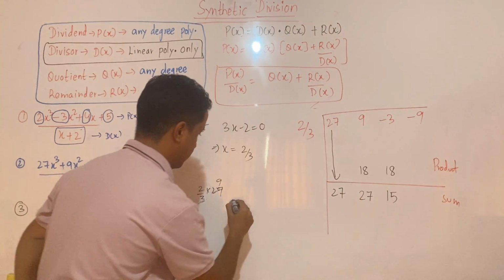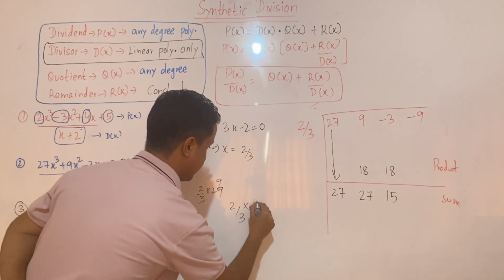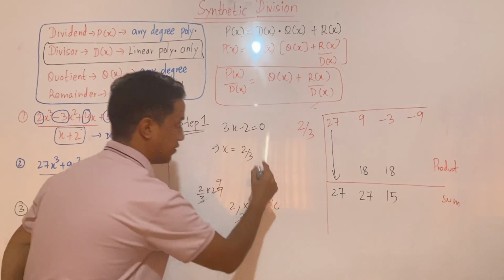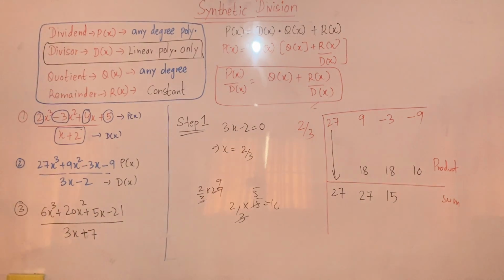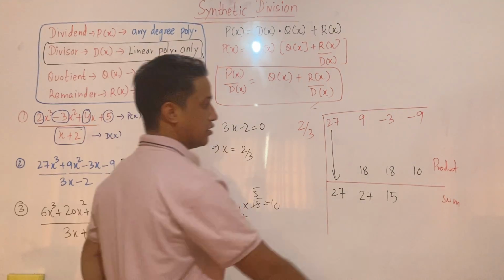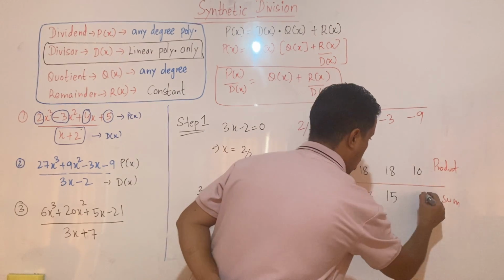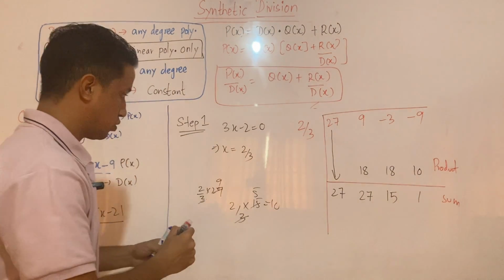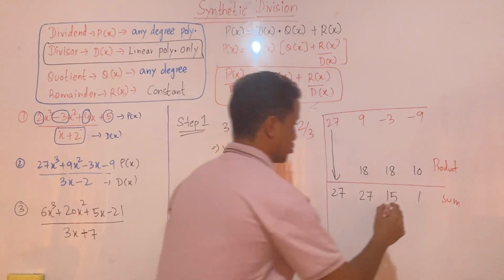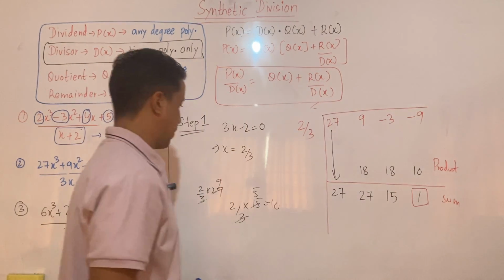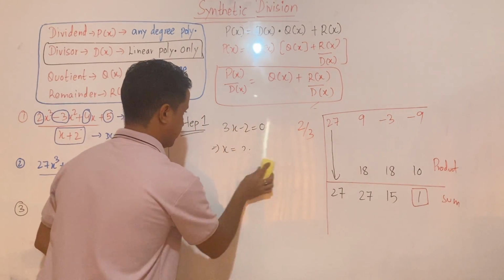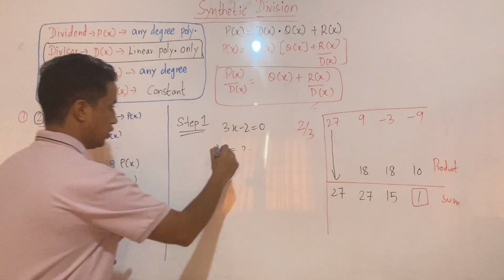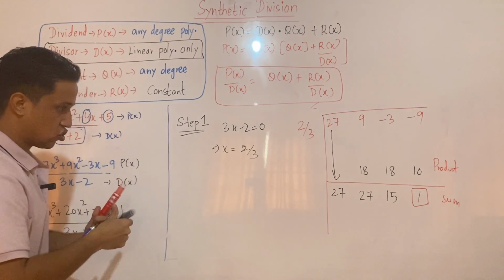2 by 3 multiplied by 15 is 10, right? So minus 9 plus 10 is 1. Okay, so 1 is going to be here, the remainder, right? Agree? All right, good. 2 by 3. Okay, so what does it mean?